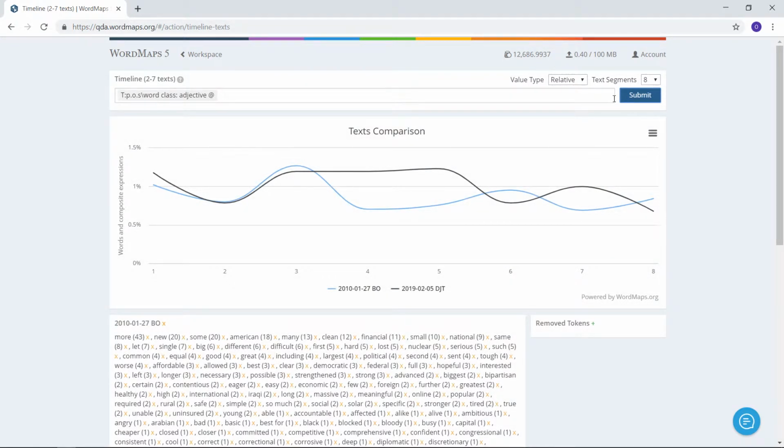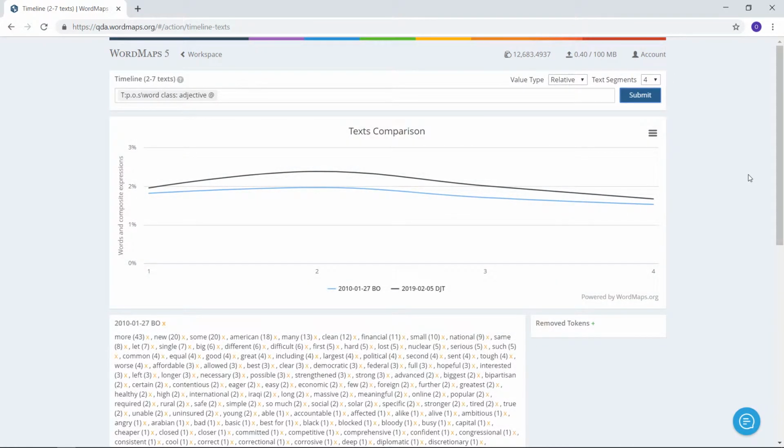And here we have it. Here at the left side we have the start of the speech, and at the right side this is the conclusion, the end of the speech. And these are the adjectives being used by the two presenters. For more clarity, I'm going to change this to 4 parts. And here we have it. Now we see that actually, yes, indeed, the relative level of adjectives in Trump's speech, the black line here, is the higher line all the way through the speech. And the relative level in Obama's speech is indeed the lower line all the way through.